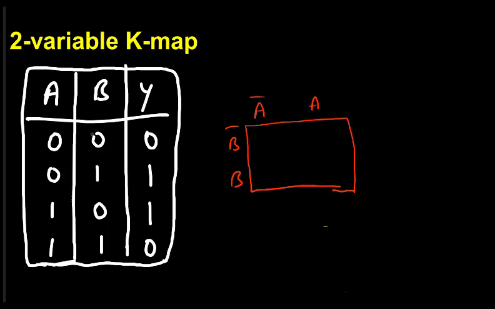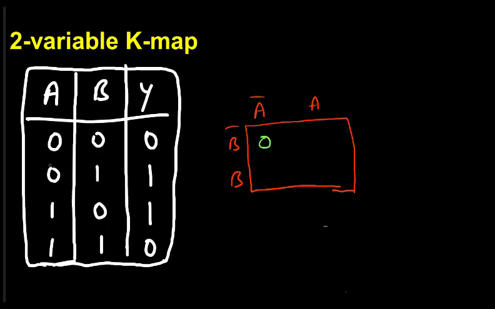So first of all, how to enter? We have to enter these things. These entries must be done in this particular map, okay. So how to do the entries? First of all, this first input is 0 0. So 0 0 means this is A bar and B bar. So A bar B bar is 0, okay. So this 0 will come here, okay. So first is 0 0, so this is 0.